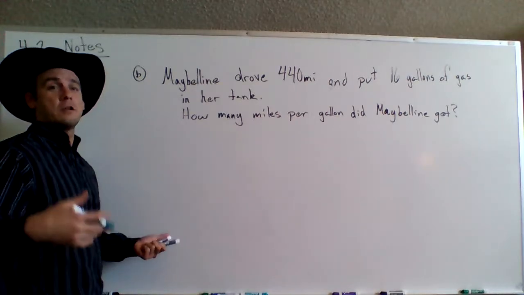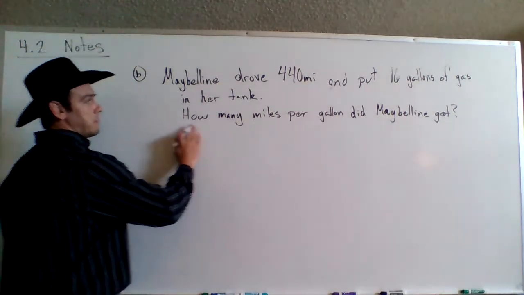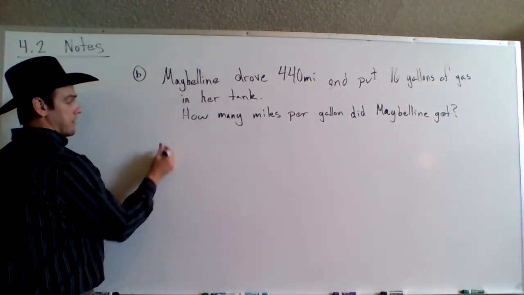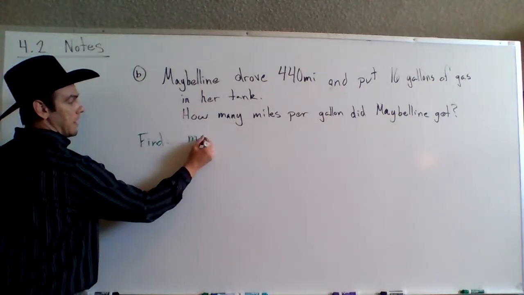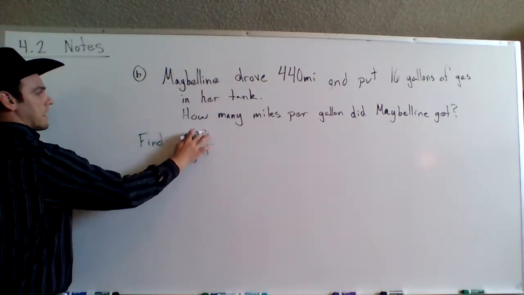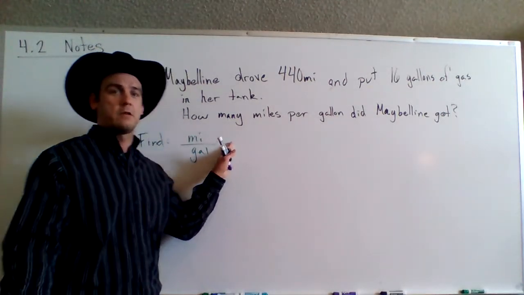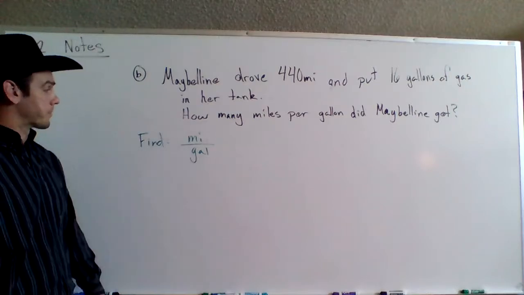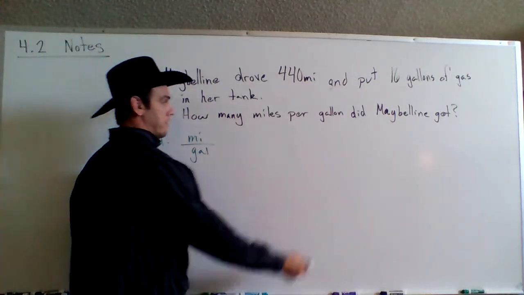Like I said, think about what you're trying to find and what we know. Okay, how many miles per gallon did Maybelline get? That's what we're trying to find. It's really miles per gallon. Okay? Guys, make sure you abbreviate miles as MI and not M. M is meters, MI is miles. All right, so we're trying to find miles per gallon. We really only know two things.